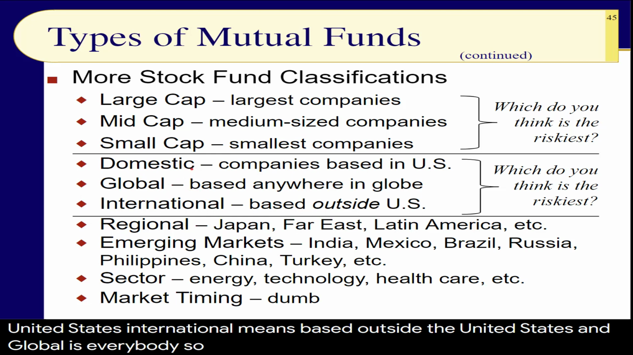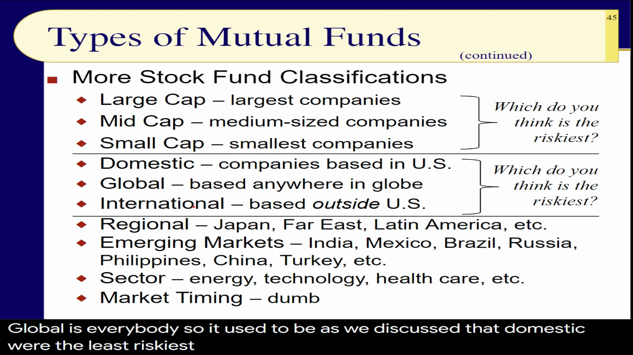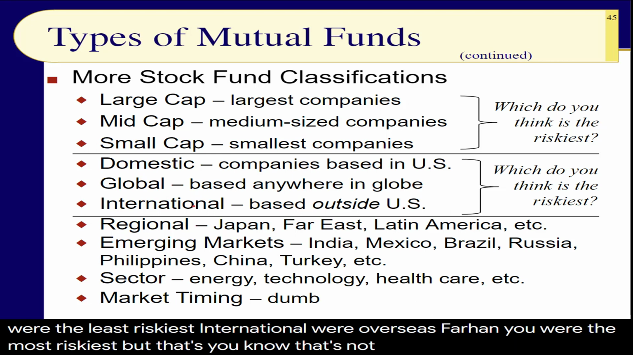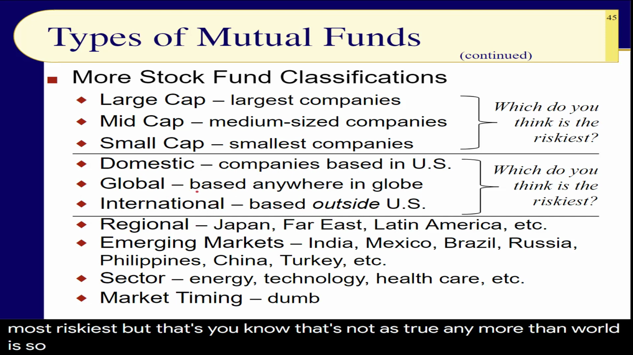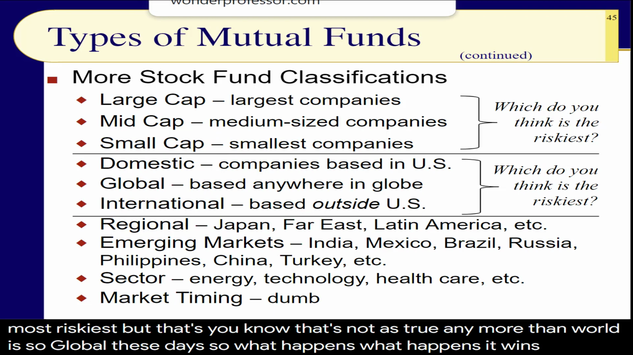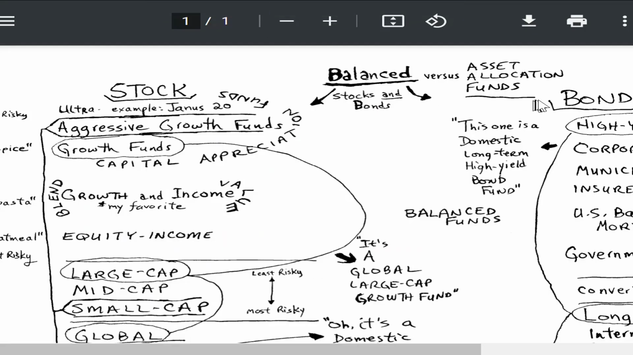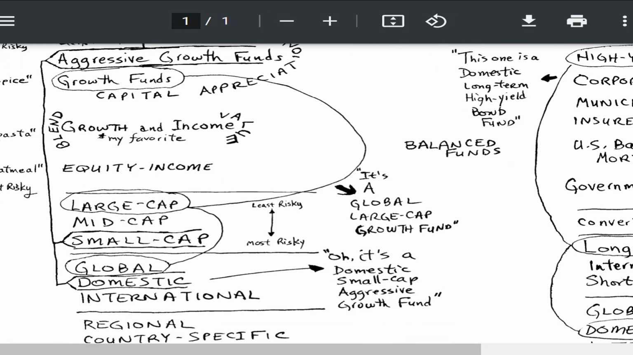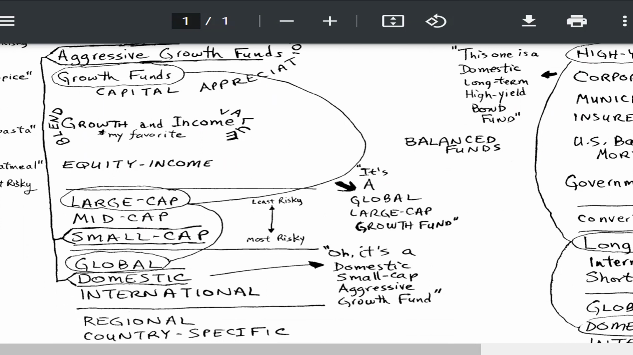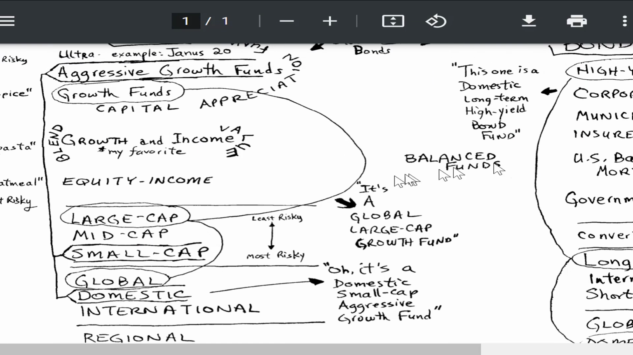So it used to be, as we discussed, that domestic were the least risky, international were the overseas, foreign were the most risky. But that's not as true anymore. The world is so global these days. So what happens? We find that mutual fund companies will pick one from column A, one from column B, and one from column C, and you wind up with a global large cap growth fund or a domestic small cap aggressive growth fund.